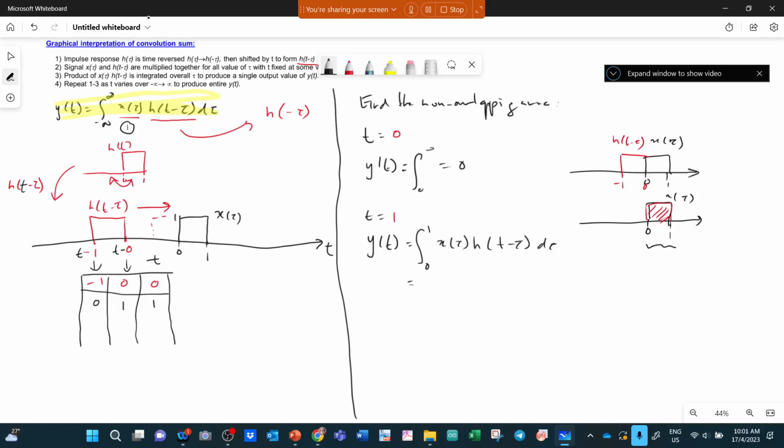So gantikan saja. X tau is what? The amplitude lah, the amplitude, or a graph lah. For this case, because it's a constant value kan, the amplitude is 1, so you gantikan 1. And for ht minus tau pun 1, so 1 times 1 lah, d tau. Okay, what is the integration of a constant? You get the constant value lah. Okay, so betul.